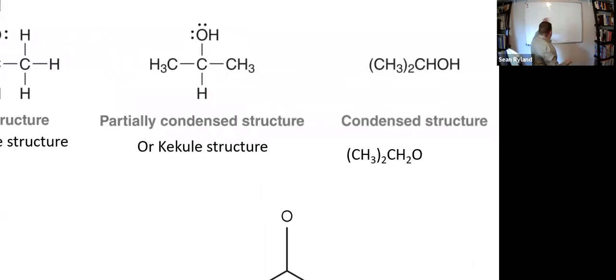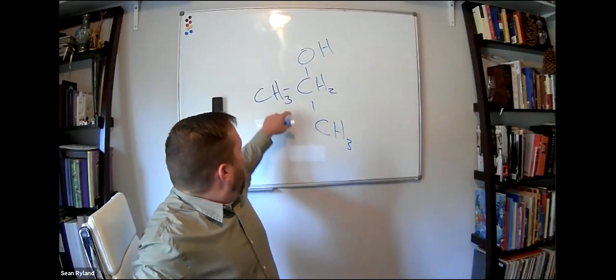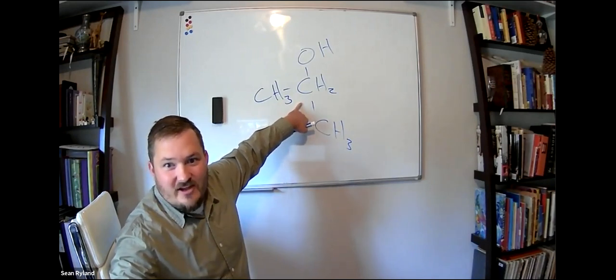You know, if I drew something as CH3, CH2, I know I keep switching back and forth between the screen share, but I like my whiteboard. So it's not entirely obvious right away that there are five bonds to that carbon.